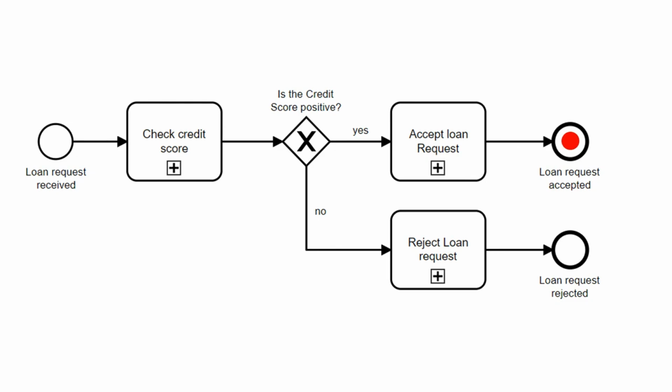For the other case, let's illustrate that with the yellow token. We also check the score, but this time the score is negative. Therefore, we go the other path. Rejecting the request and terminating also this token is the next step here. Alright, after understanding the XOR gateway, let's jump to the OR gateway.